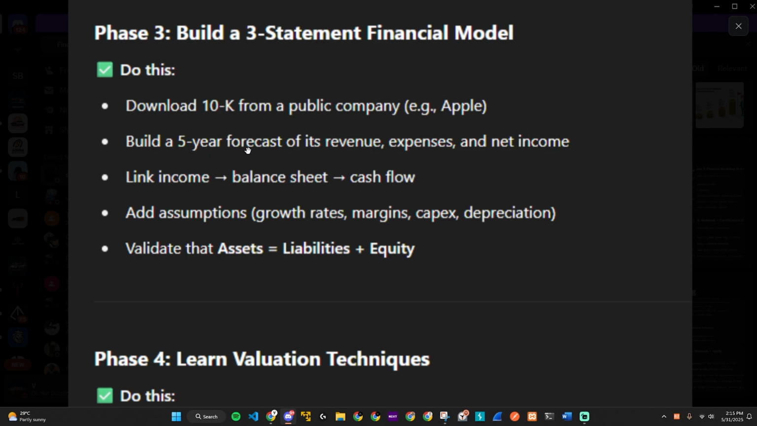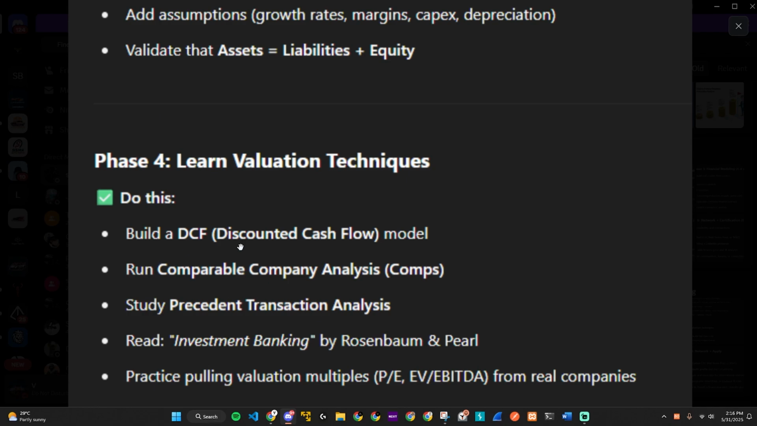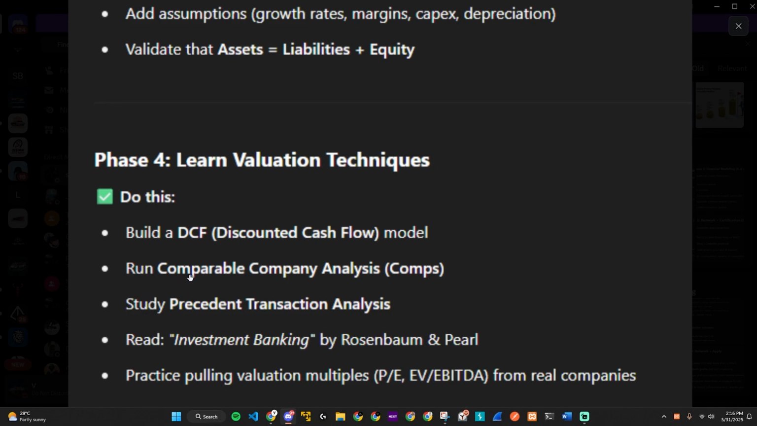So yeah, link income statement, balance sheet, cash flow, right? Build a 5-year forecast of its revenue, expenses, and net income. Add assumptions: growth rates, margins, capex, depreciation. Validate that assets equal liabilities plus equity, right? With a DCF, run a comparable company analysis, right? This is something that we need to look into.